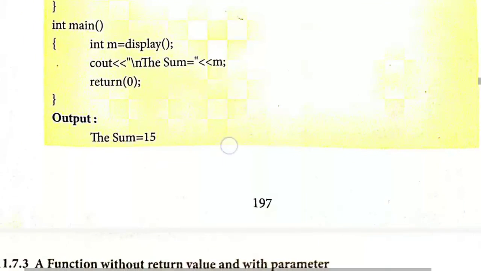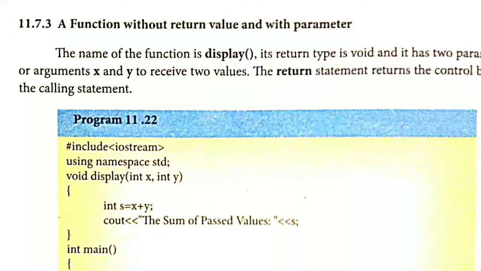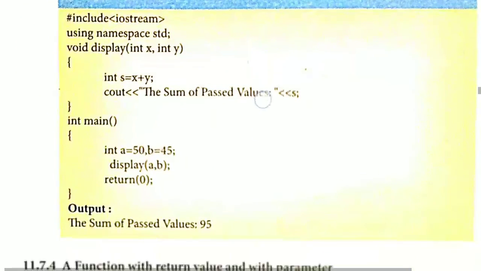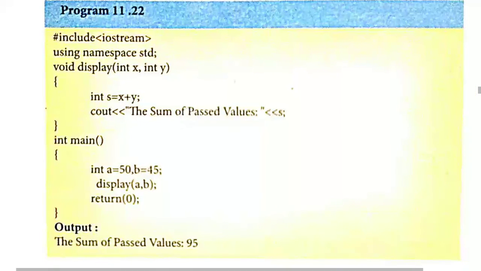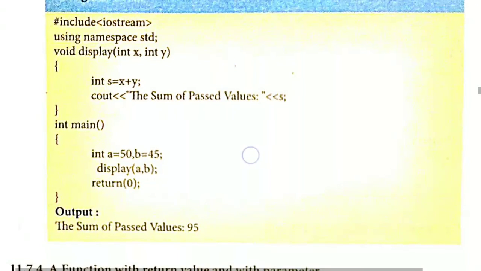The addition of these two values, 15, is transferred back and stored in m, and it is displayed here. Next is the function without return type, but which receives input from the main program. Here you can see that the values a comma b, 50 and 45, are transferred from the main program to this display function, and they are added there. 50 plus 45 is equal to 95, and the result is printed there in the user defined function itself.